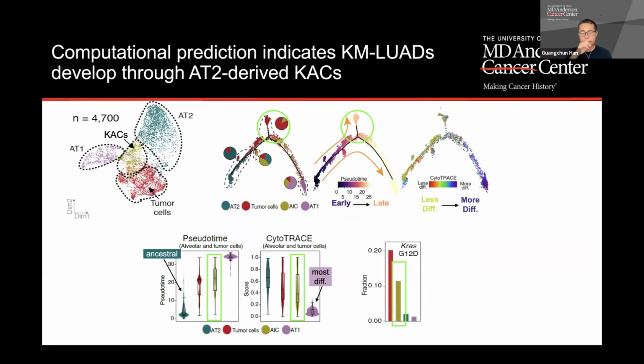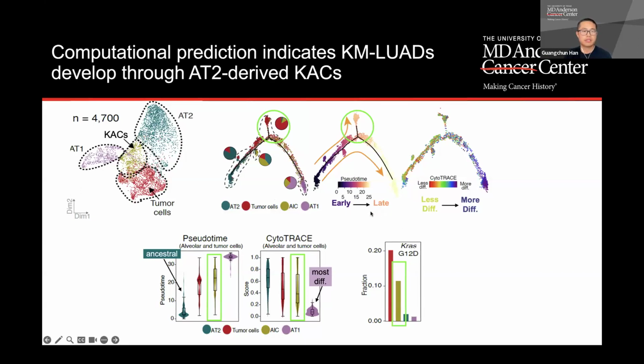So with this mouse data, we are able to computationally predict the developmental trajectory paths. We pulled out the alveolar cells as well as the CAC cells and constructed a Monocle trajectory analysis. From these slides, you will see those cells, again, stem from the alveolar type 2 cells. And along this trajectory, we observed either tumor cells or alveolar type 1 cells. And in the middle of the trajectory path, we observed our alveolar intermediate cells, aka the CAC cells.